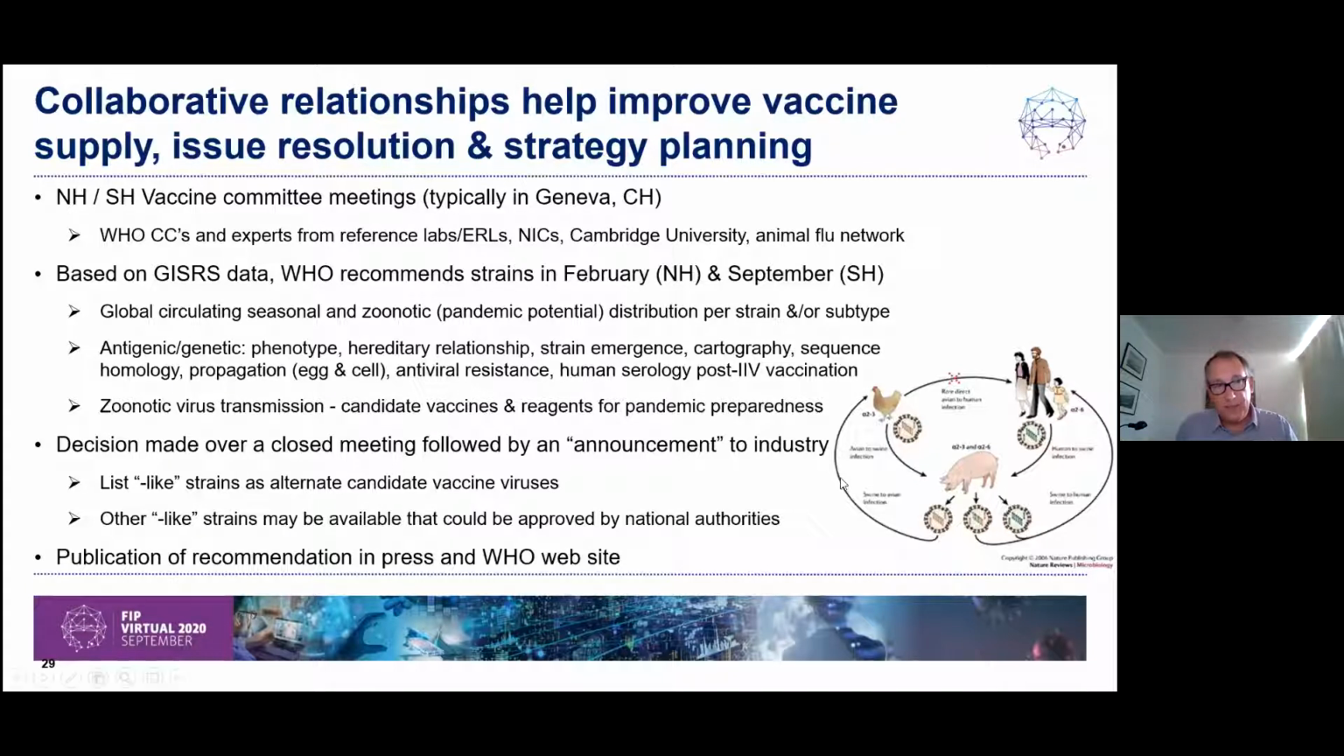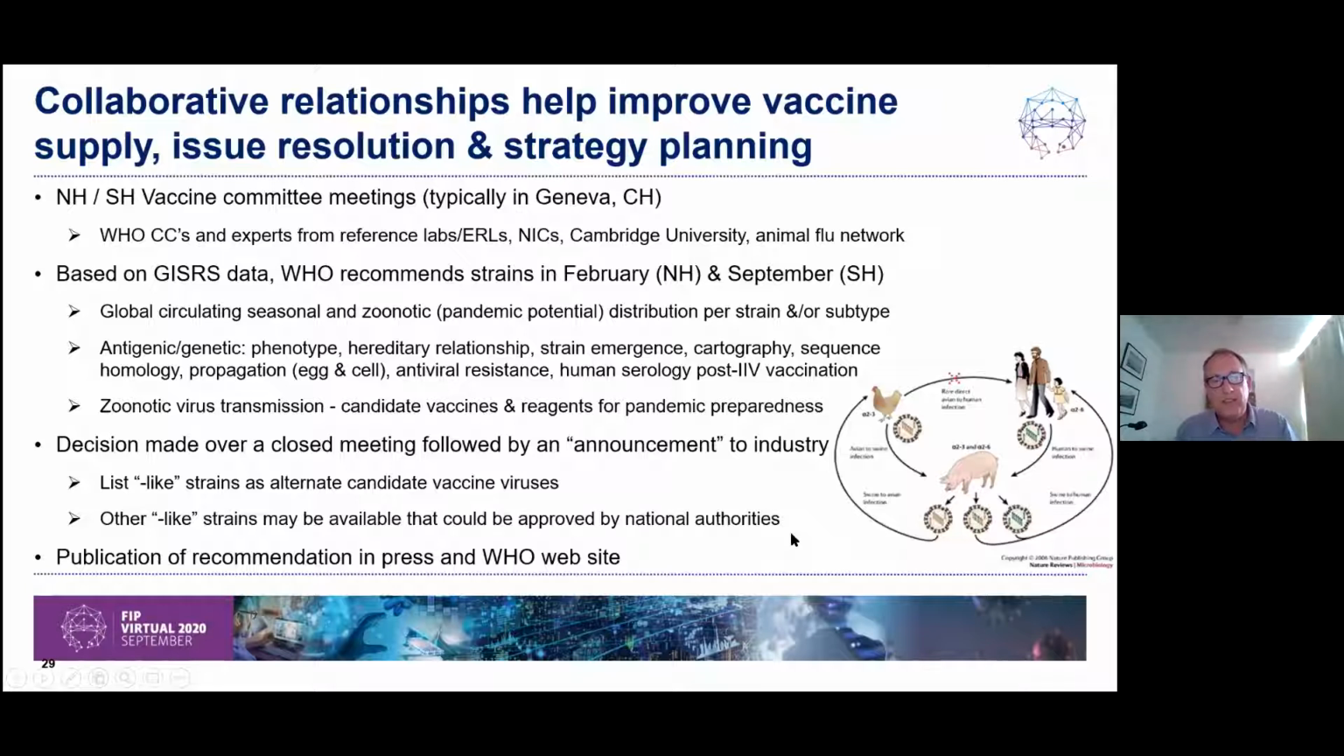The decision is made over a closed meeting, and then there's an announcement to industry where the WHO recommends the 2 A strains, the 2 B strains, and like strains. In other words, if you cannot make that particular strain for your vaccine, then other strains are sufficiently similar that they can also be used in your vaccine. And that's an important component in terms of vaccine supply. The recommendation plus the like strains are published by the WHO on their website. They have the WHO Influenza webpage where all of this information can be found. And that is really the strain recommendation that is so key to the vaccine manufacturers that we need to support.